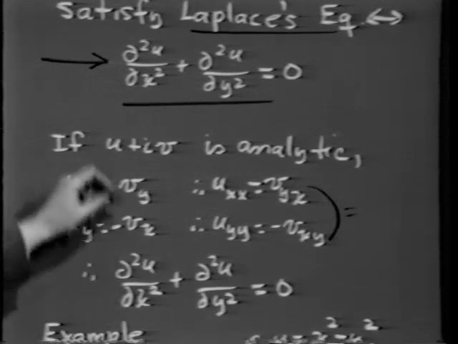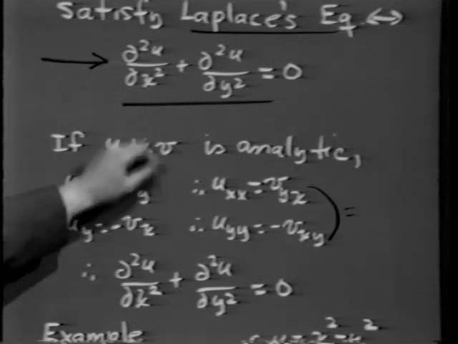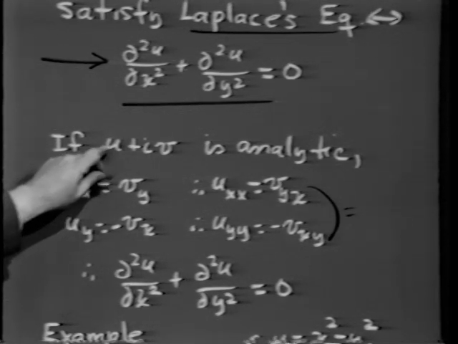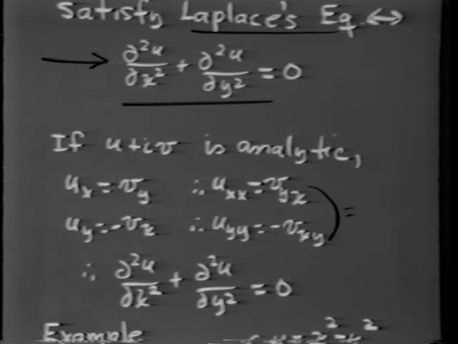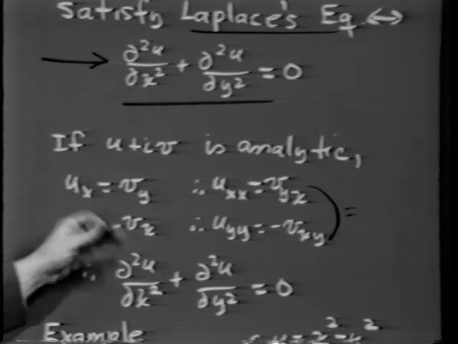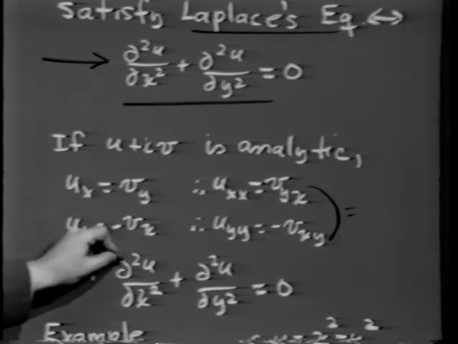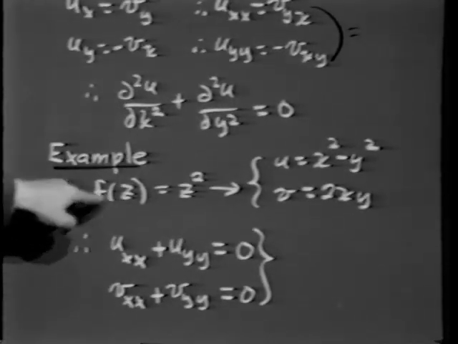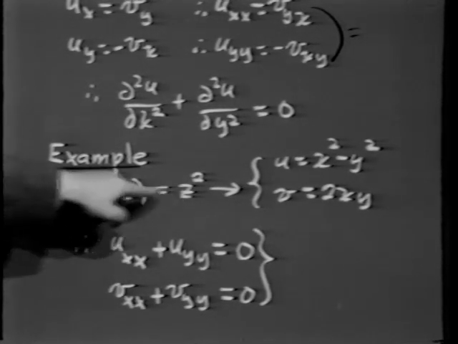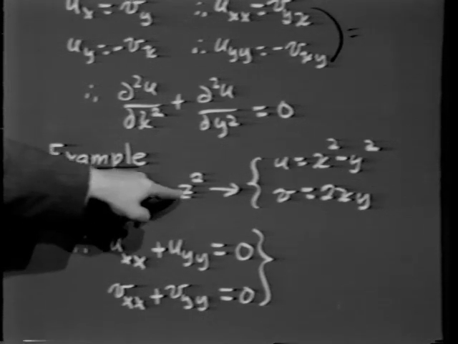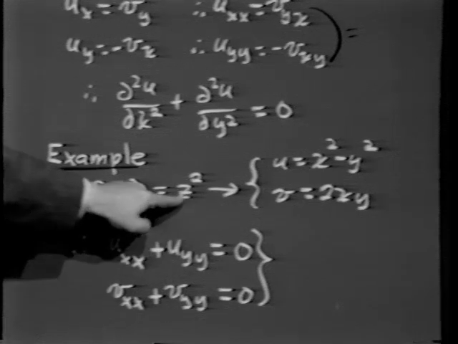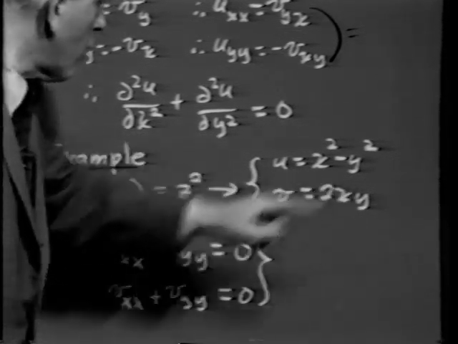In other words, the real and imaginary parts, which by themselves are real valued functions of two real variables, each satisfy Laplace's equation. The converse, by the way, is also true. I'll mention that in a moment, but for the time being, let me close today's lesson with an example. We already know that f of z equals z squared is analytic. It's differentiable. The real part, u, is x squared minus y squared. The imaginary part, v, is 2xy.